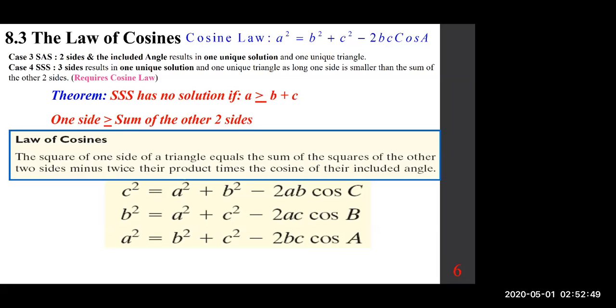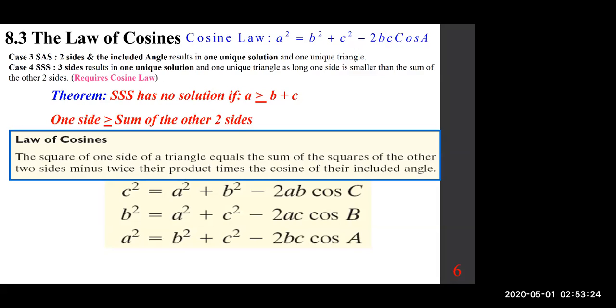When we have sine law in combination with cosine law, we can solve every type of triangle. One case is called SAS, if you will, two sides and the included angle. That gives you a unique solution and you're done. Or you have three sides. Remember, the three sides also gives you an answer, unless one side is larger than or equal to the sum of the other two sides. It doesn't work, it fails. So what you're looking at, those are called the law of cosines.